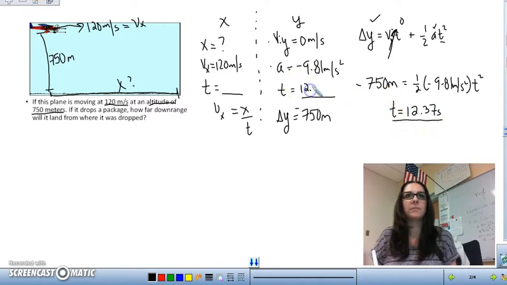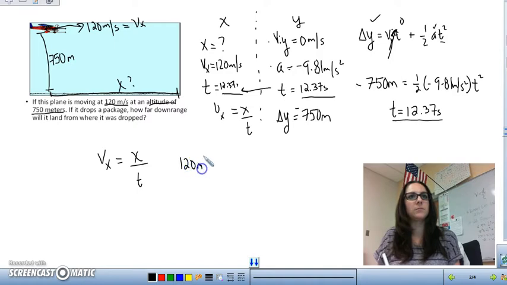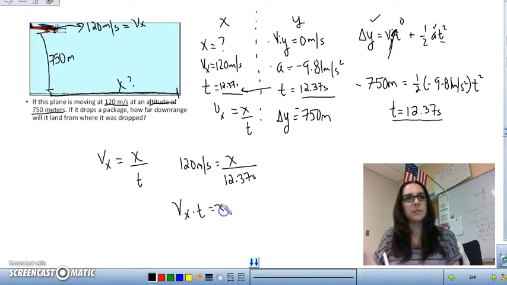So that's the time that's here. And recall, if I know how long it takes to drop, I know how long it takes to go here. In other words, these times are the same. So here we go. Then we can do this equation, which is solving for x. I'll plug that in. So Vx is 120 meters per second equals x over our time, 12.37 seconds. So Vx times t equals x. So Vx will be 120 meters per second times 12.37 seconds.